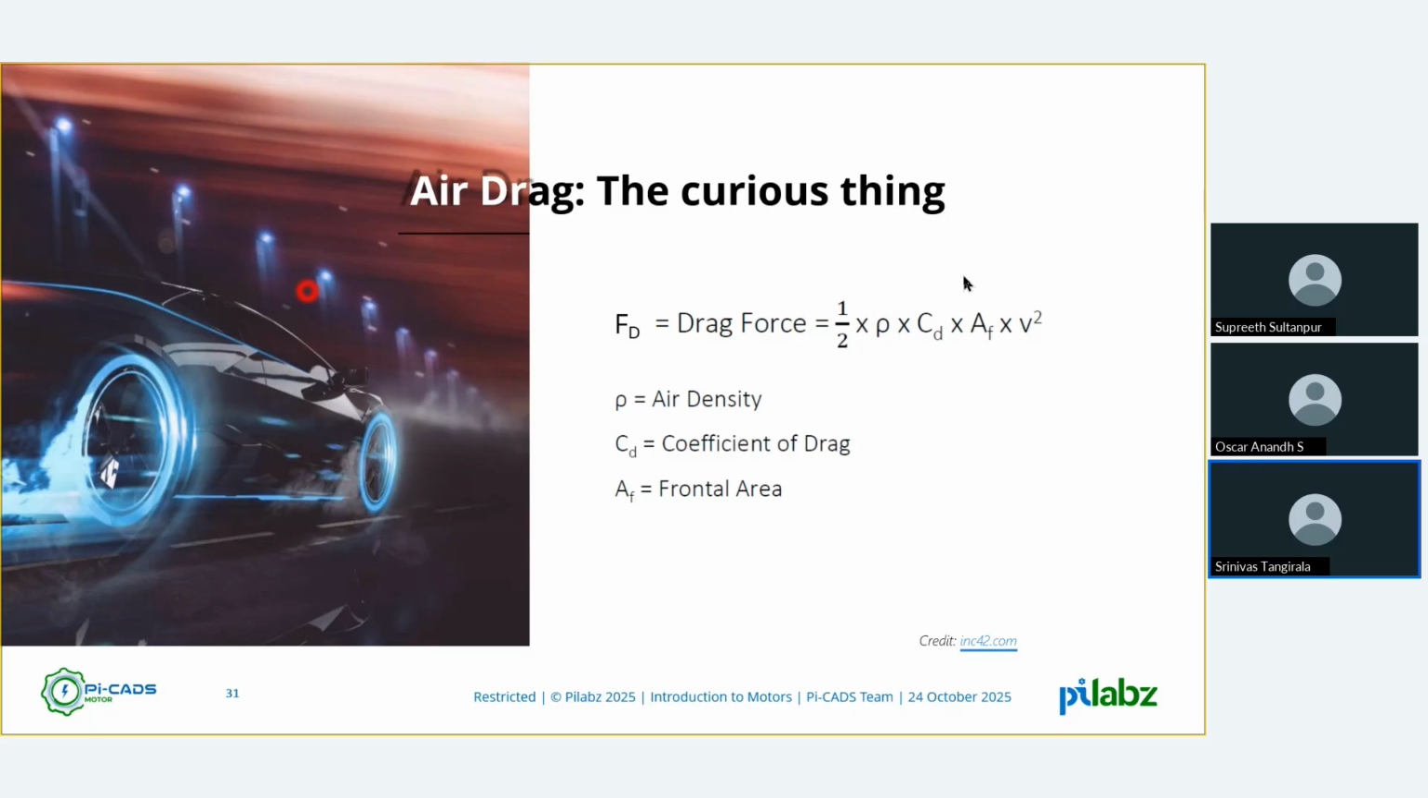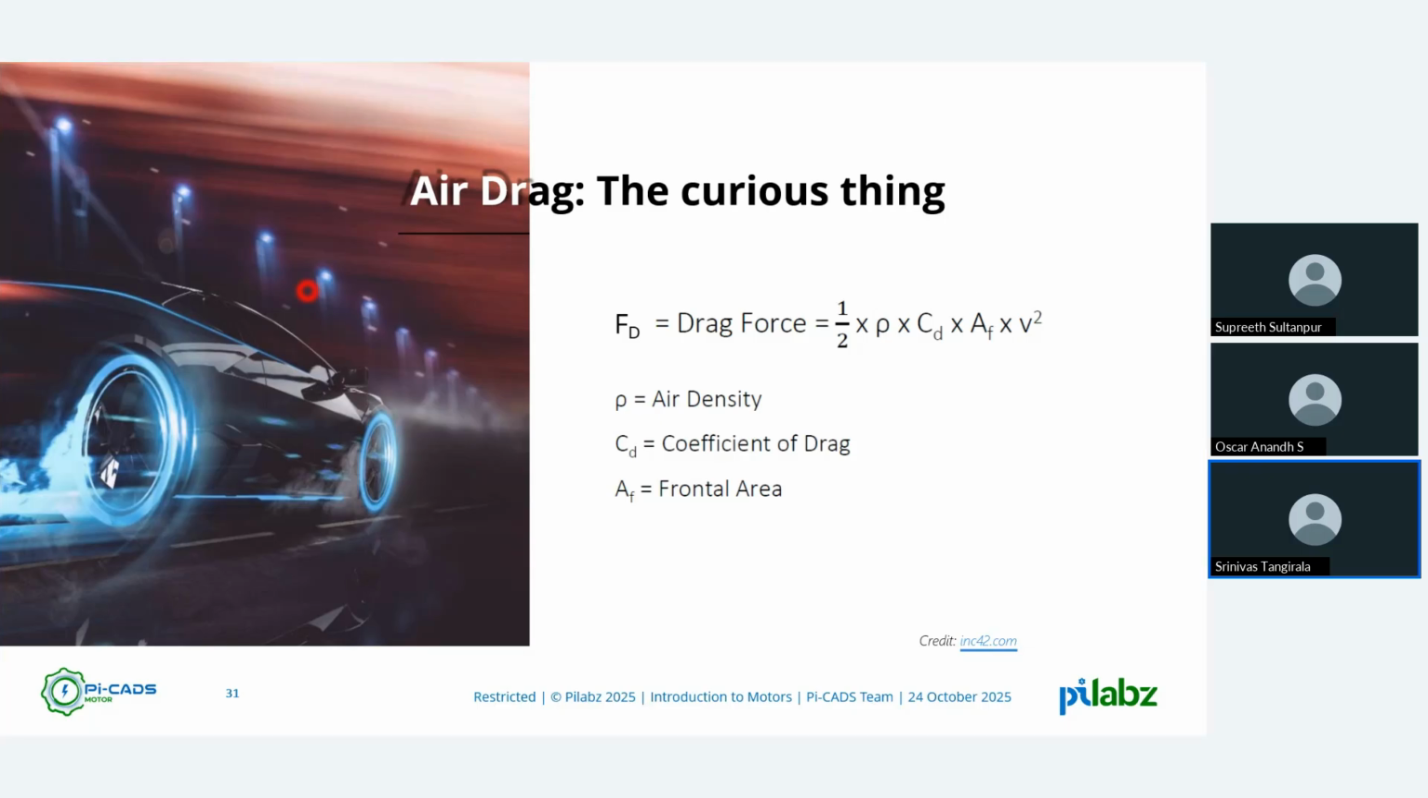The more the area that gets exposed to the air, the more the air resistance, right? That's why you make the vehicles aerodynamic. All the shapes you see in modern cars are very aerodynamic. They want the air to flow out very easily without much resistance, which helps in reducing the air resistance. So that is also one factor, the frontal area which gets exposed to the air as the vehicle is moving. And V square, this is very important.